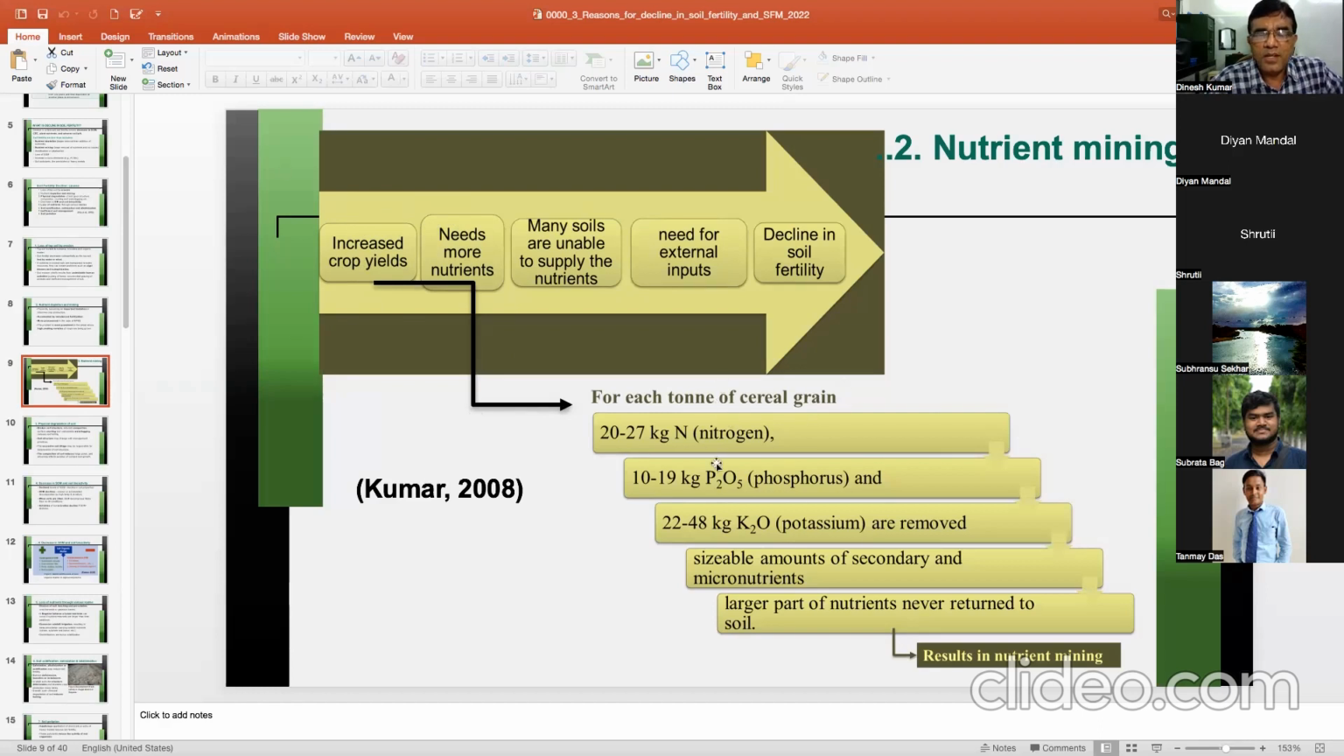For example, in cereal grain, to produce 1 ton of cereal grain, you need 20 to 27 kg of nitrogen. Suppose the rice or wheat yield is say 5 tons, then you multiply 5 with this 20 to 27, then somewhere more than 100 kg nitrogen per hectare will be removed. But this is per ton of grain. 10 to 29 kg P2O5 per ton grain, 22 to 48 kg K2O per ton grain. So a large amount of nutrients are removed, and a sizable amount of secondary and micronutrients, sulfur and zinc, iron, etc. are also removed. So you can see in intensive cropping systems, a very large quantity of nutrients are removed. But as far as return is concerned, return is less than what is removed, that is nutrient depletion. Thus many soils are unable to supply the nutrients and need external inputs, you need to apply more, otherwise there is a decline in soil fertility.